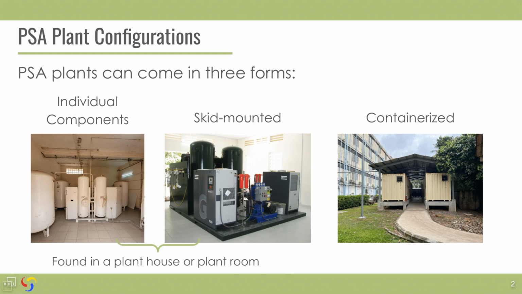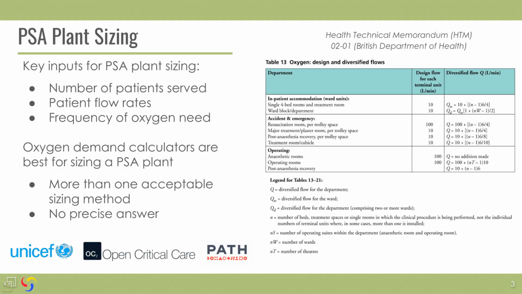Individual component plants and skid-mounted plants are placed in a plant house or room. Containerized plants are housed permanently in their container. In order to size a plant correctly, several factors must be considered, including number of patients served, types of patients, and likelihood of oxygen need.